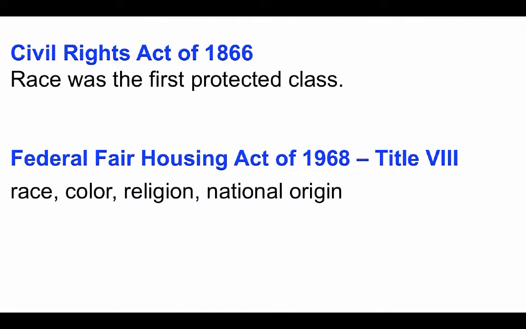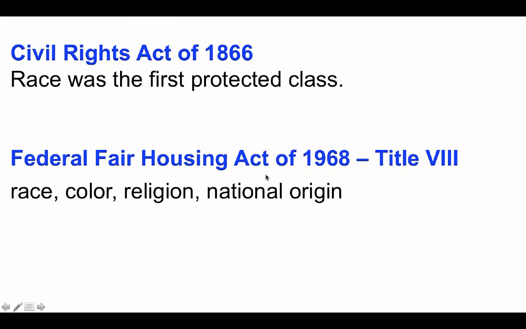Civil Rights Act of 1866. Let's turn to page 196. Race was your first protected class. Then you have the Federal Fair Housing Act of 1968. They're going to call that Title 8. And it's really easy to remember. 68, look, Roman numerals, Title 8.